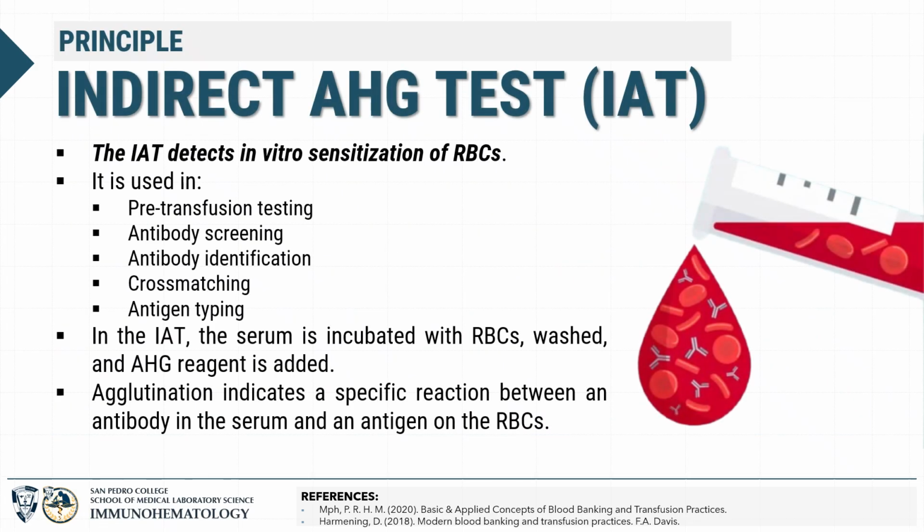Now the IAT, or indirect antiglobulin test, detects in vitro sensitization, meaning we are creating the coating in the laboratory under controlled conditions. The patient's serum is incubated with donor or reagent red blood cells to allow any antibodies in the serum to bind to the antigens on those cells. Then we wash and add AHG to detect the reaction. The IAT is used for antibody screening, antibody identification, pre-transfusion cross-matching, antigen typing, as well as weak D testing.